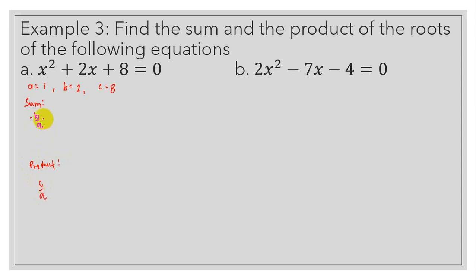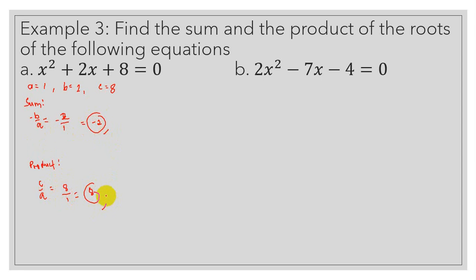Let's start first with the sum. So substitute, b is 2, negative 2 over a, which is 1. Then negative 2 divided by 1 is negative 2. This is now the sum. Then for the product, substitute. C is 8, and then a is 1. 8 divided by 1 is 8. So the sum is negative 2 and the product is 8, as simple as that.